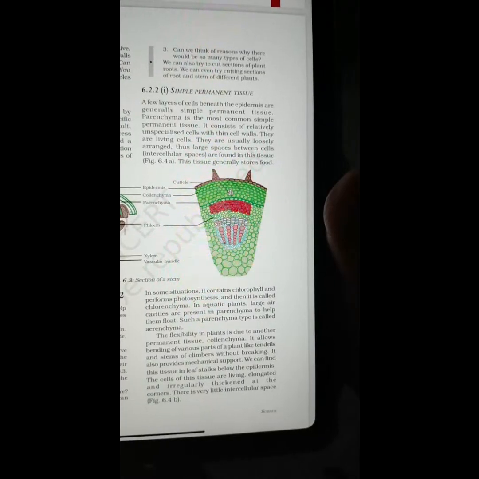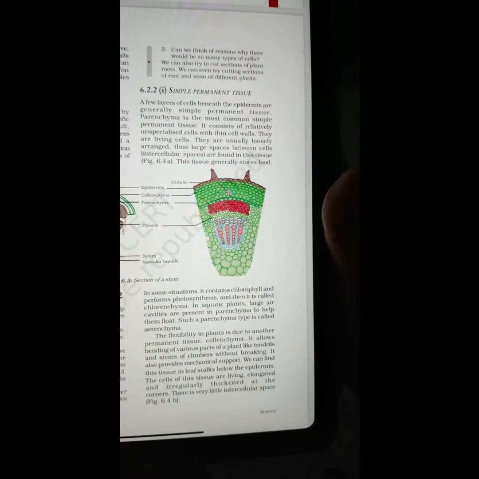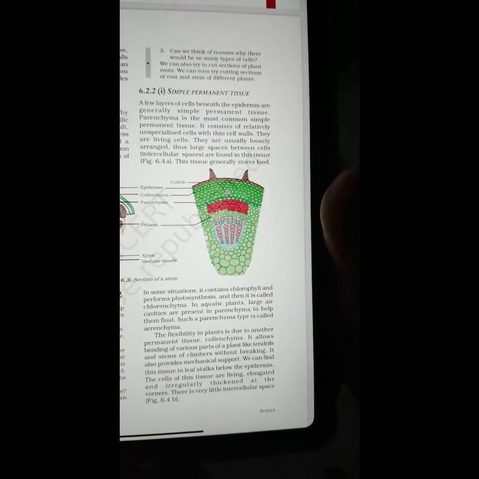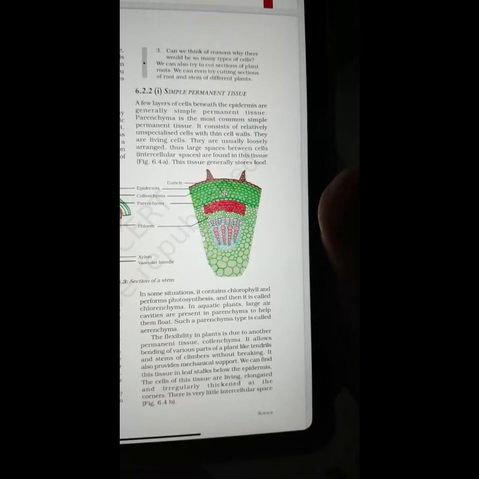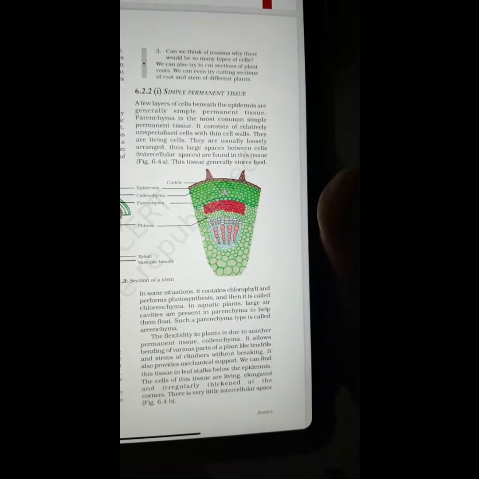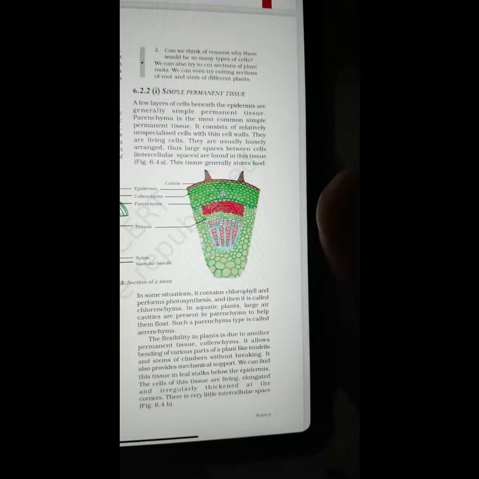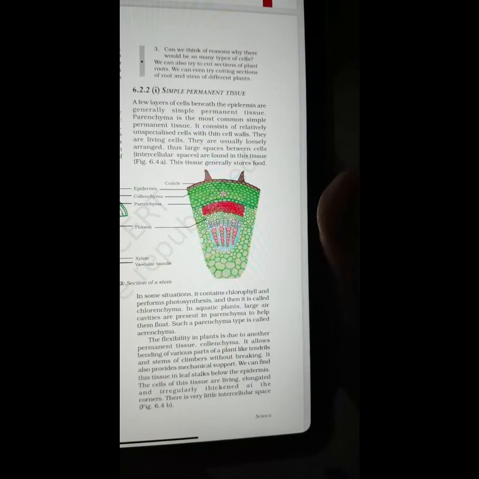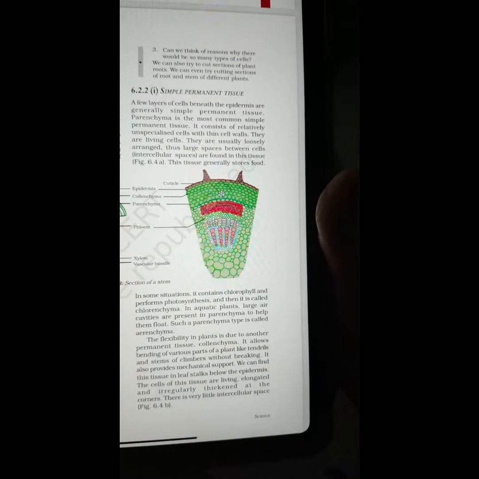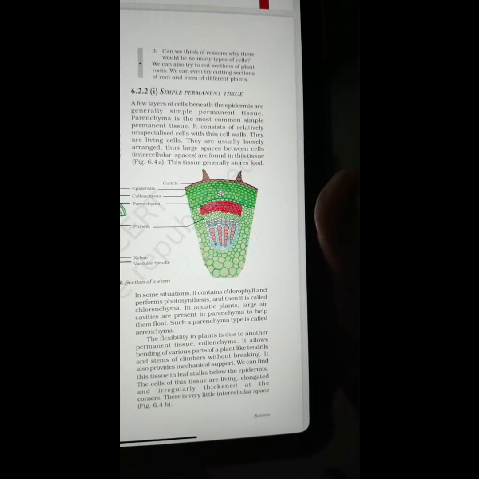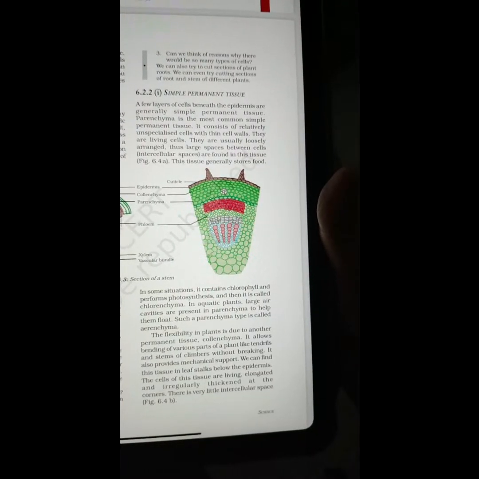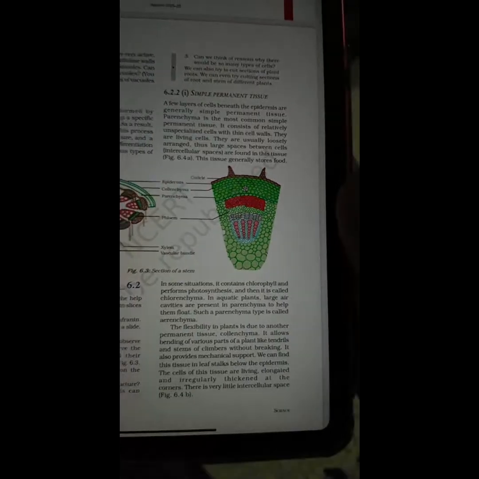The flexibility in plants is due to another permanent tissue, collenchyma. It allows bending of various parts of a plant like tendrils and stem of climbers without breaking. It also provides mechanical support. We can find this tissue in leaf stalks below the epidermis. The cells of this tissue are living, elongated, and irregularly thickened at the corners. There is very little intercellular space, figure 6.4b.